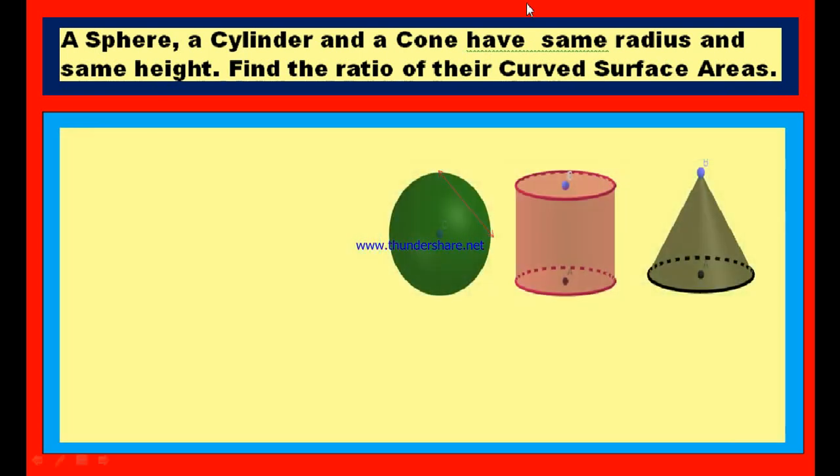Here we have three diagrams. One is sphere and the next is cylinder and the third is cone. This is the sphere, this is the cylinder and this is the cone. We are given that these three have the same radius. That is, radius of this sphere is r, radius of the cylinder is also r, radius of the cone is also r. And it is also given that they are of same height. That is, the height of the sphere is equal to height of the cylinder, it is equal to height of the cone.